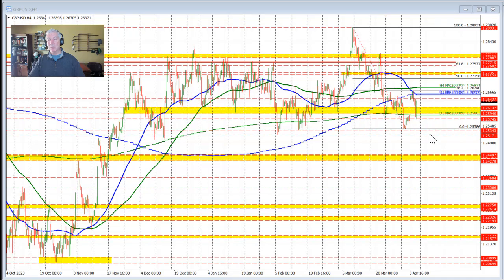That should tilt the bias more in the direction of the break. So that's my look at the sterling versus U.S. dollar. Let's take a look at the dollar versus Swiss. All right, the dollar versus Swiss.